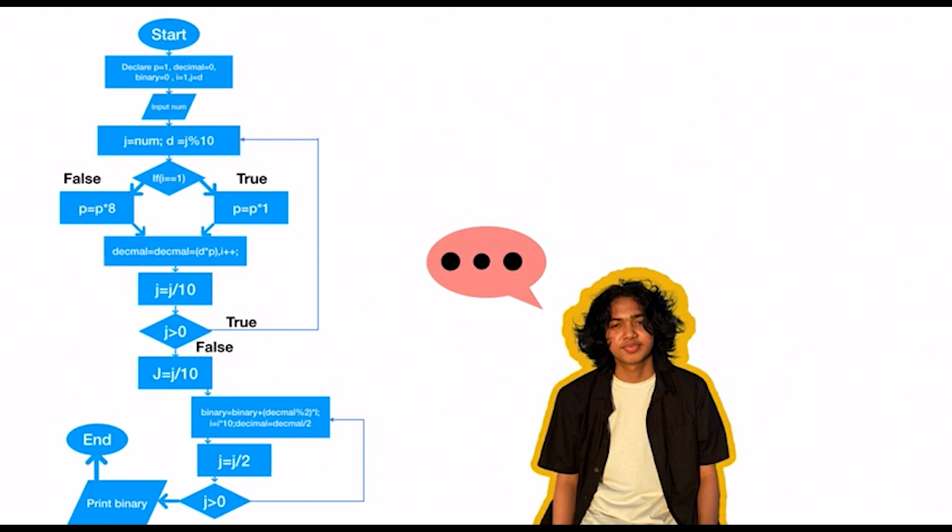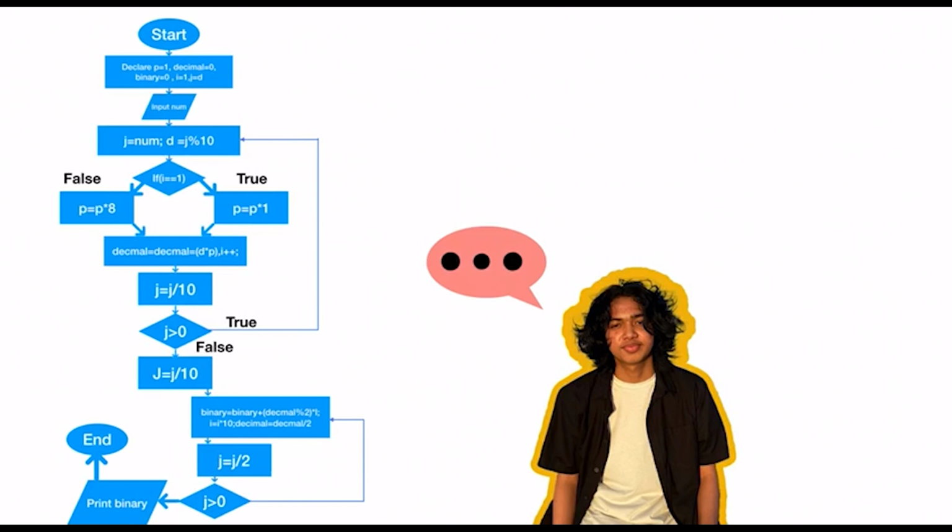times 1. The next shape is diamond. If J more than 0 and it's true, it will be J equals number, D equals J percent 10. And the next shape is J equals J divided by 2. And the next shape is diamond, J more than 0. And the next shape is the output, which is print binary.